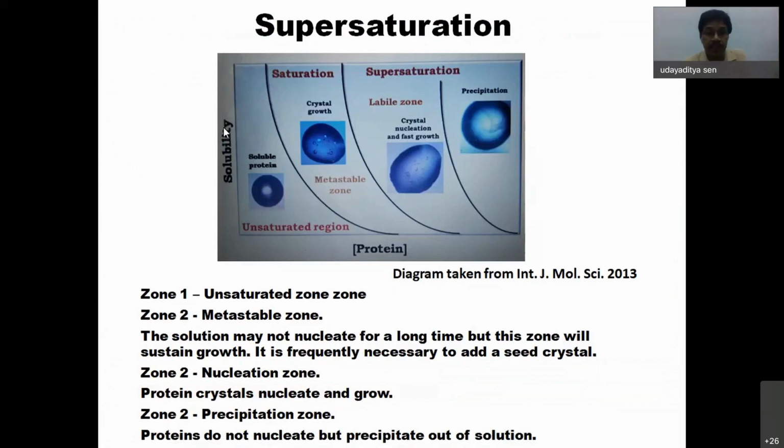So how does crystallization occur? So this is a phase diagram for crystallization. And suppose this is the solubility of the protein, and this is salt concentration or protein concentration.